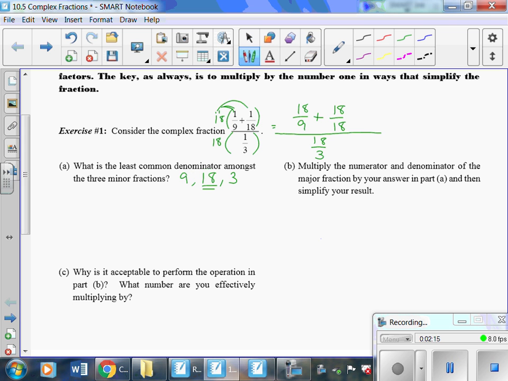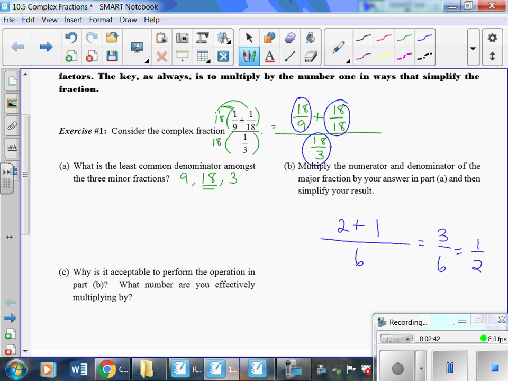So here is my big fraction bar. On the top, 18 divided by 9 is 2, plus 18 divided by 18 is 1. And then 18 divided by 3 in my denominator is 6. All right, so my final answer here is 3 over 6, which of course reduces one more time to 1/2.